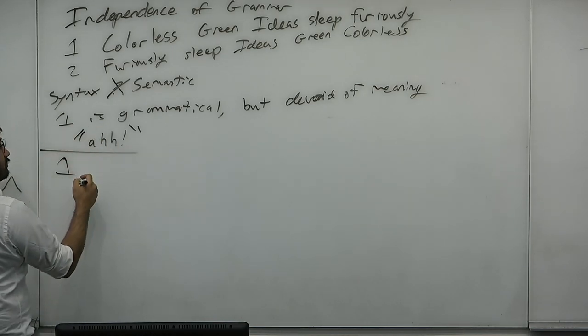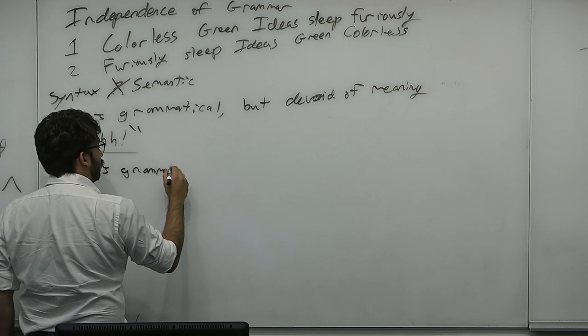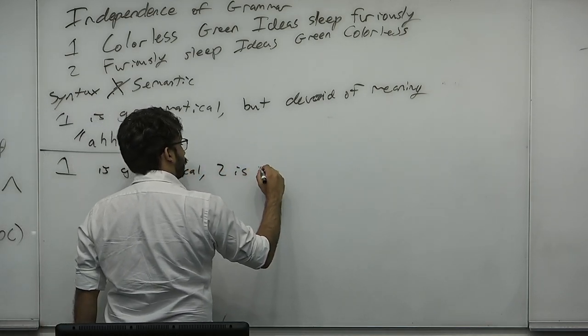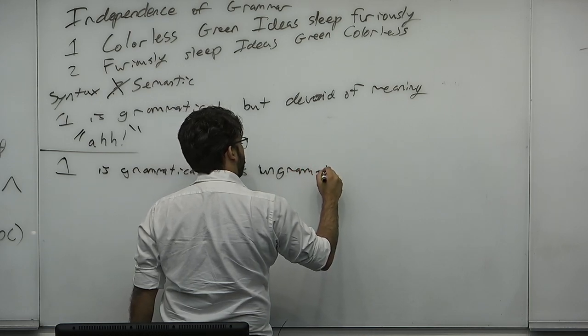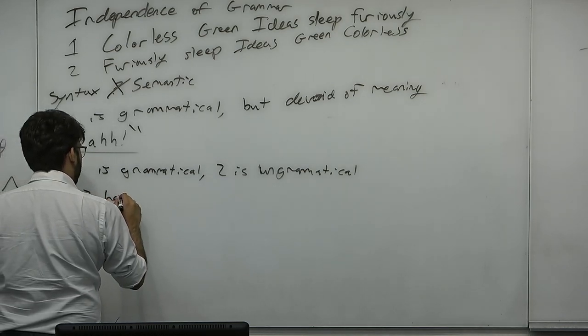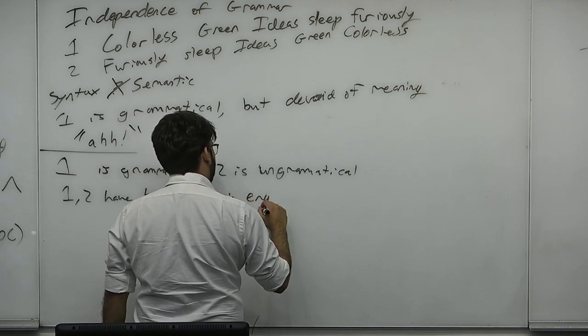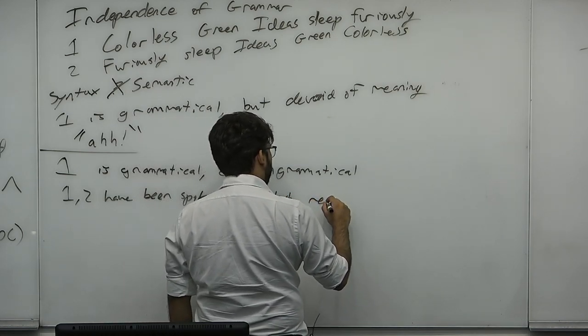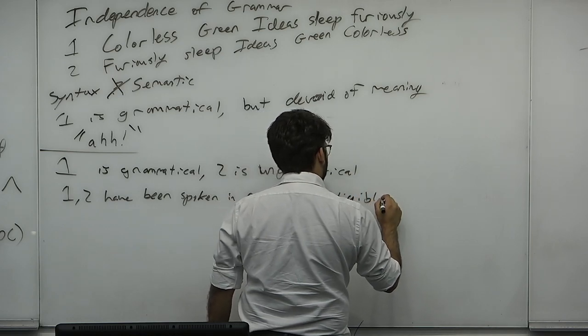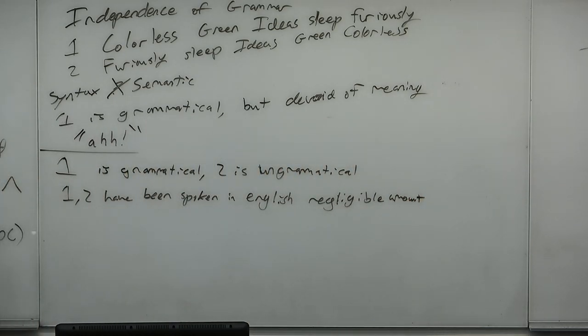So this is the first idea, the separation of syntax from semantics. One is grammatical. Two is ungrammatical. Okay? But what is the probability each of those sentences has been spoken in English? Perhaps it's negligible. One and two have both been spoken in English, in the history of anyone ever saying sentences, a negligible amount. It's basically zero, but we can't say for certain it's zero.